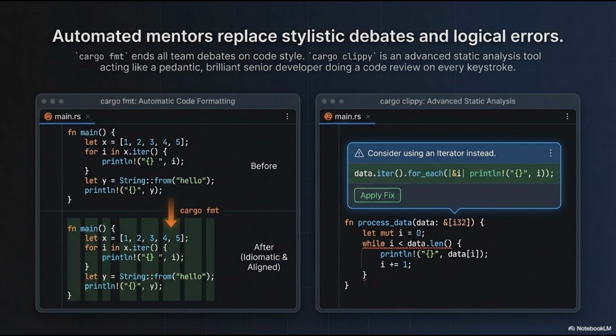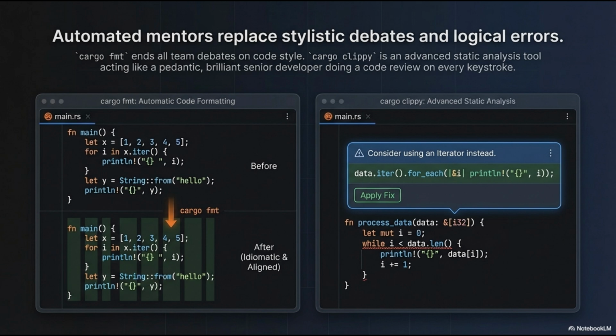Love that. And the second one is cargo clippy. But from what I'm reading, Clippy isn't just a basic syntax linter like Flake8. It sounds much deeper. Yeah, calling Clippy a linter almost does it a disservice. Clippy is an advanced static analysis tool. It doesn't just catch syntax errors. It catches common logical mistakes, performance bottlenecks, and non-idiomatic patterns.